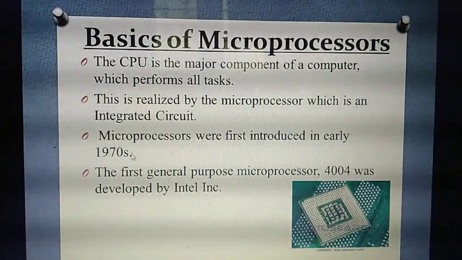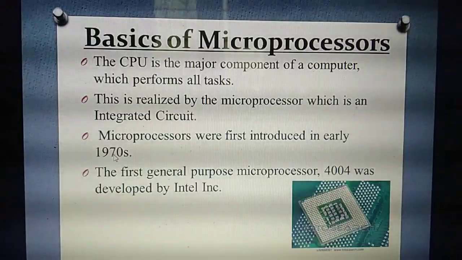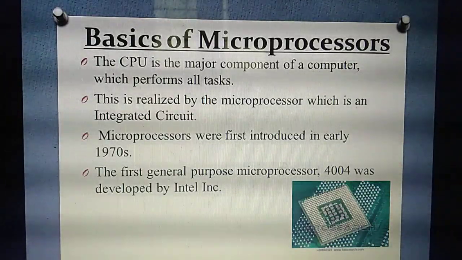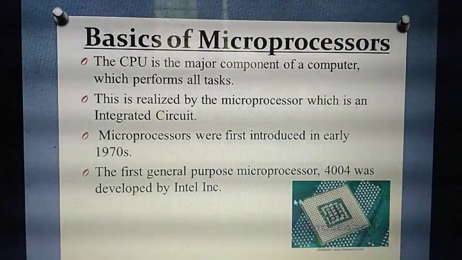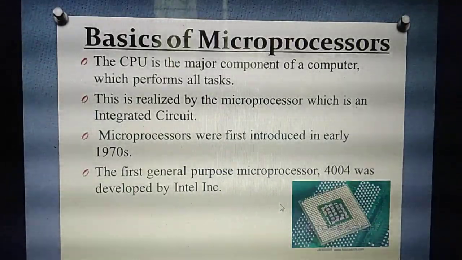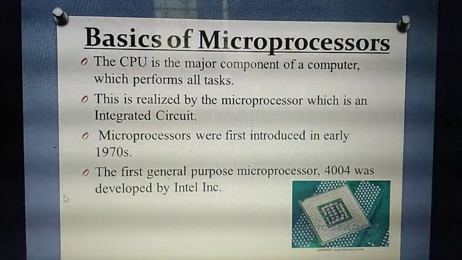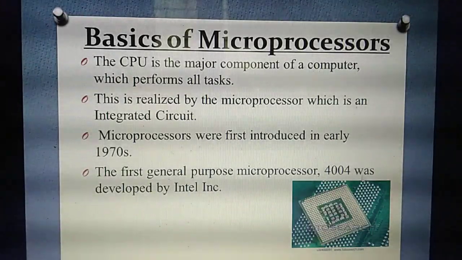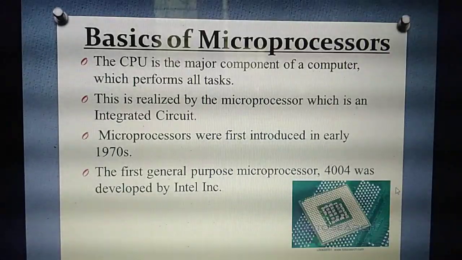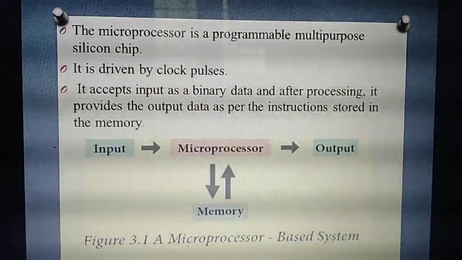They first introduced the microprocessor in the year 1970. Which year did they introduce the microprocessor? 1970. What is the name of the first microprocessor? 4004. What's the first general purpose microprocessor they designed? 4004. Which company developed it? Intel Inc., a very popular company. So who devised the first general purpose microprocessor? Intel Inc., in which year? 1970. What's the name of that microprocessor? 4004. Understand? Yes.